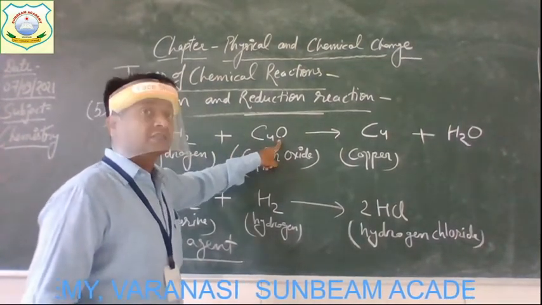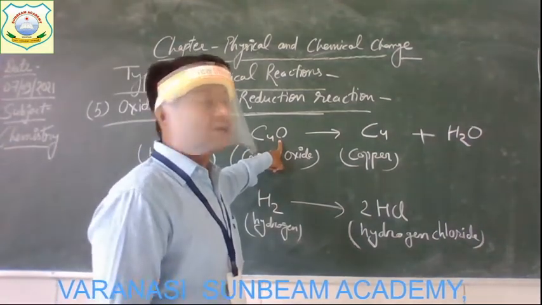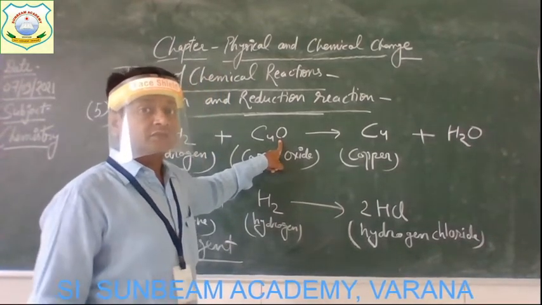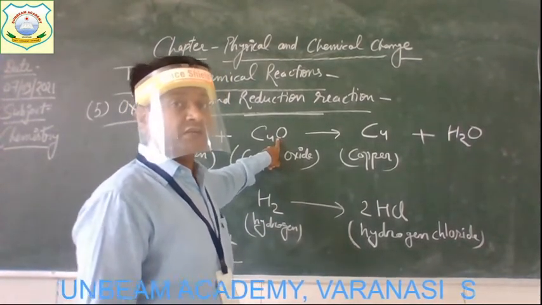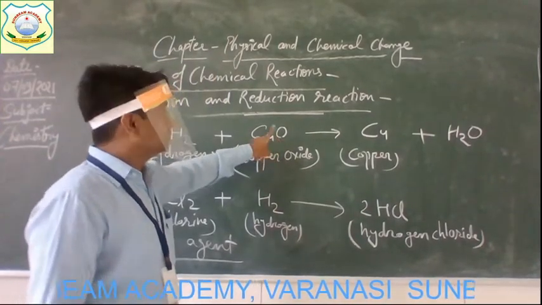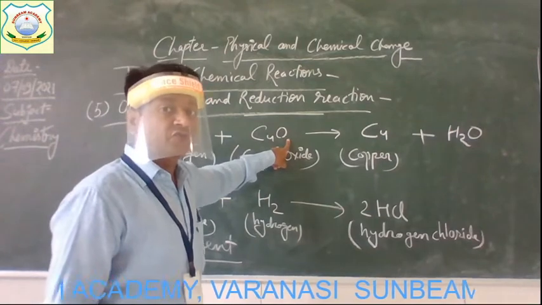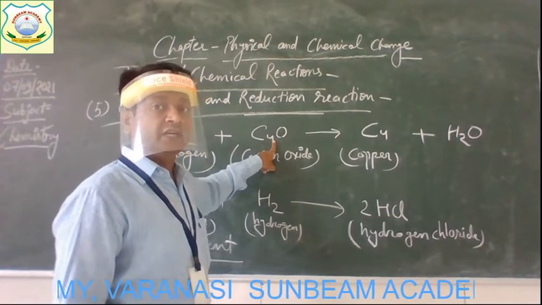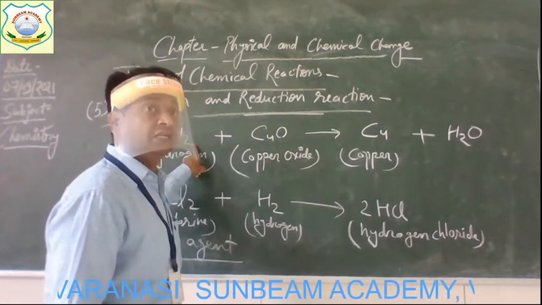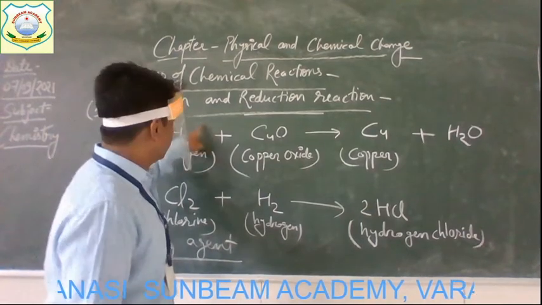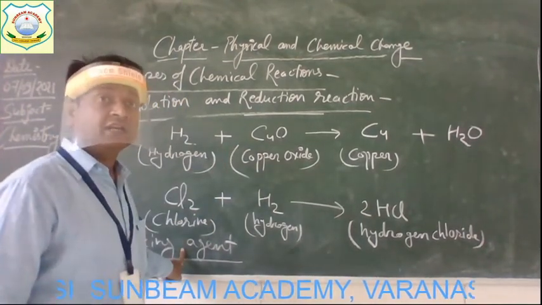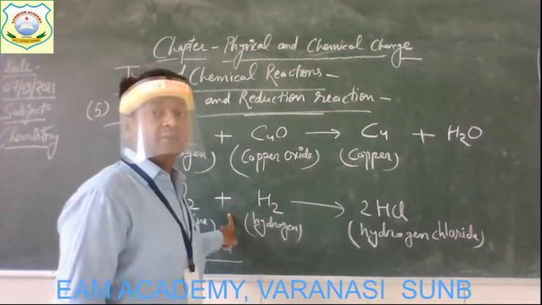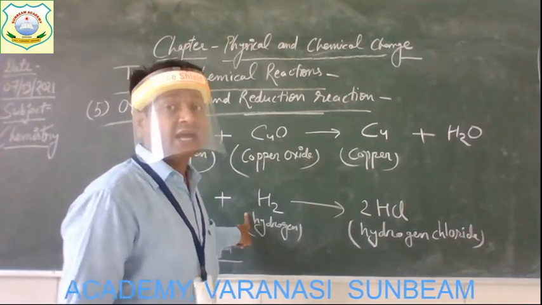Oxygen gets removed. And who has removed this oxygen from copper oxide? Who has removed this oxygen here? Oxygen gets removed from copper. Isn't it? So who has removed it? Hydrogen has removed it. So in this first example, who is the reducing agent? Hydrogen is the reducing agent.